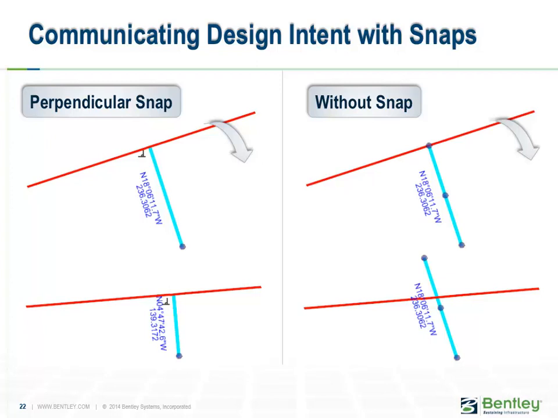Staying with the side road example, what if our design intent was for the side road to be at a fixed direction, not perpendicular to the main line? Creating the side road geometry without the snap produces the desired result, except we want the side road to stop when it intersects the main line.